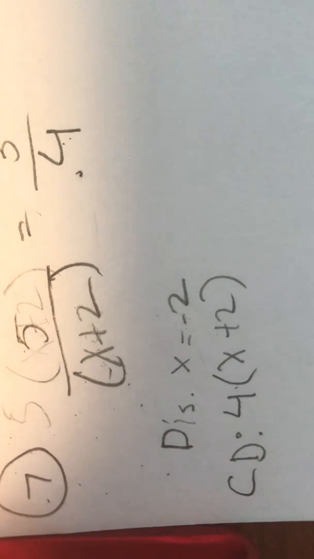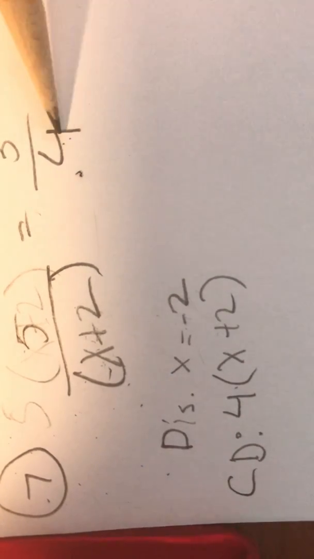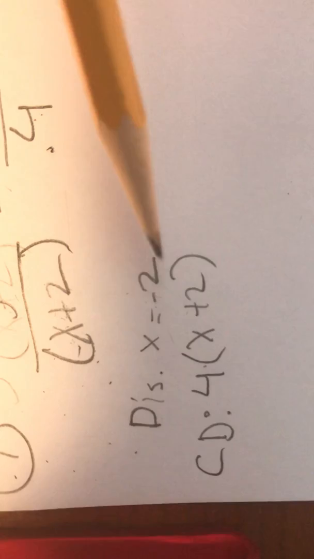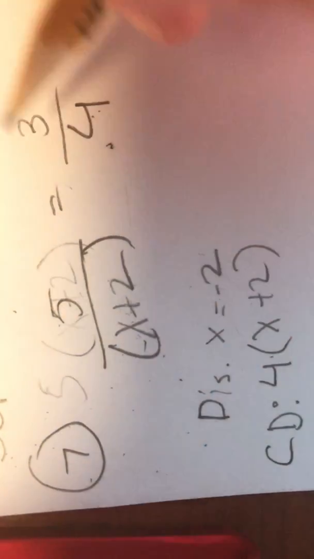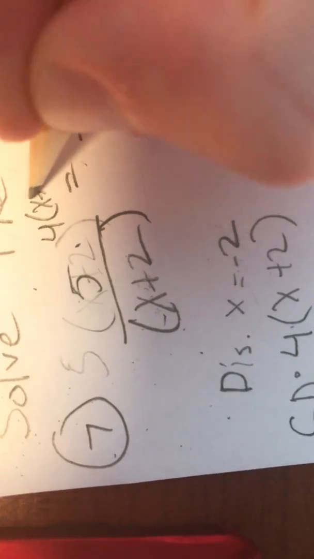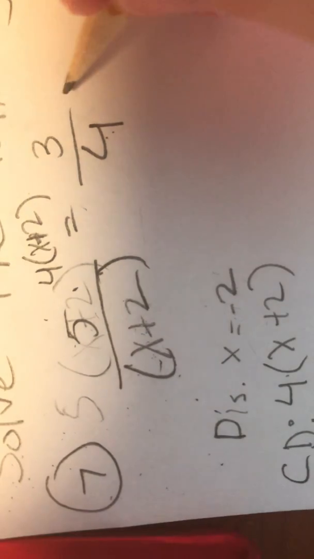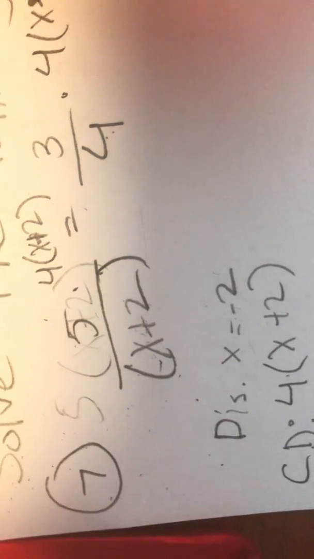Hopefully that makes sense to you all. But if not, refer back to number 1. I'm multiplying the denominators together to get a common denominator. Now, what I'm going to do is take that common denominator and multiply it to the top of each side of this equation. So I'm going to multiply 4 times x plus 2 up here. Okay, I'm going to multiply the same thing on the other side, 4 times x plus 2 over here.